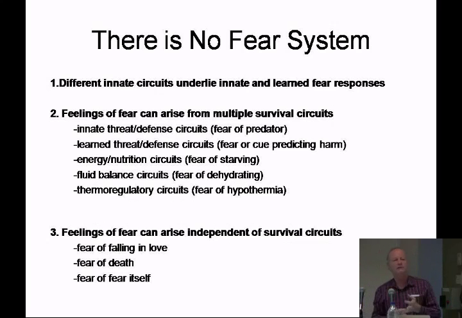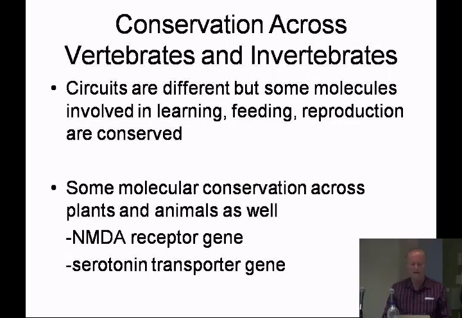There are 37 different words in English that have to do with fear and anxiety and so forth. So it's a very big semantic space that we've been crunching down into a very small space for a long time. I think we need to give up on the idea that these words like fear and so forth mean something in terms of circuitry. These are experiences.